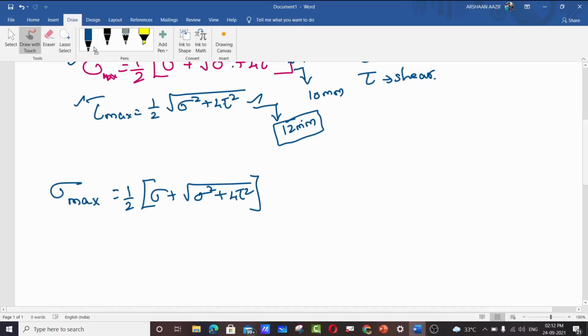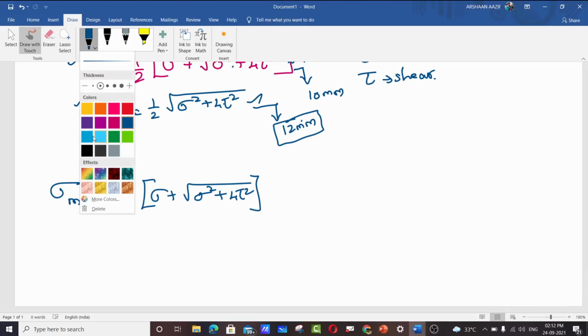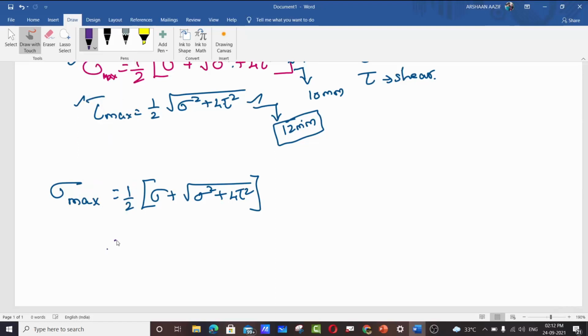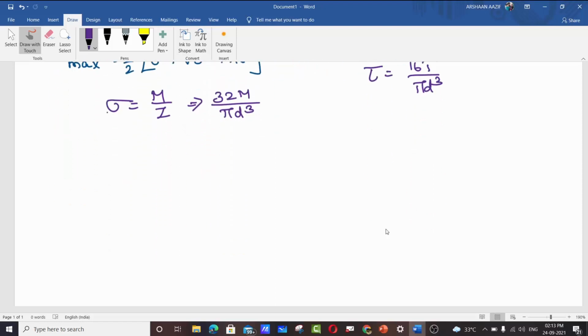Now we have already derived the formula for tau and sigma separately. The formula for sigma is equal to M by Z, which is simplified as 32 M by pi d cube. Since it is a shaft of circular cross section, we have used the Z formula for circular cross section, pi by 32 d cube, so the 32 is taken to the numerator. In the same way, tau we have also derived as 16 T by pi d cube. So these are the two formulas for sigma and tau for a circular shaft. We'll try to substitute these in the equation.